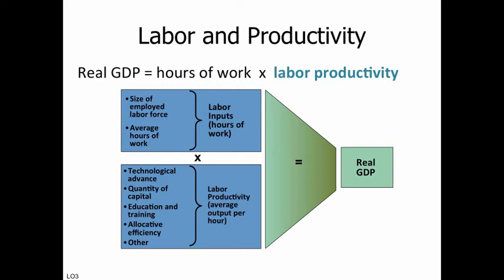Well, combined, that's giving us a measure of the labor inputs, the number of hours of work. But then we have to take that and multiply it by our measure of labor productivity, or average output per hour. How productive are our workers?